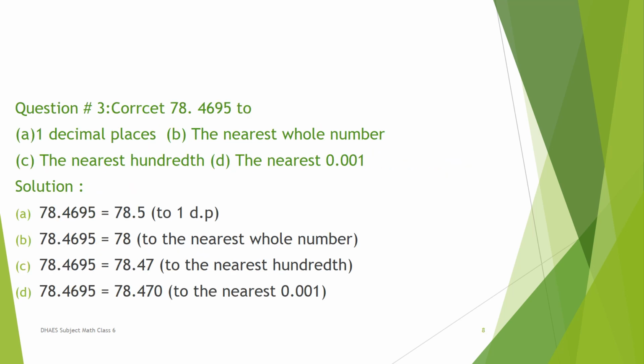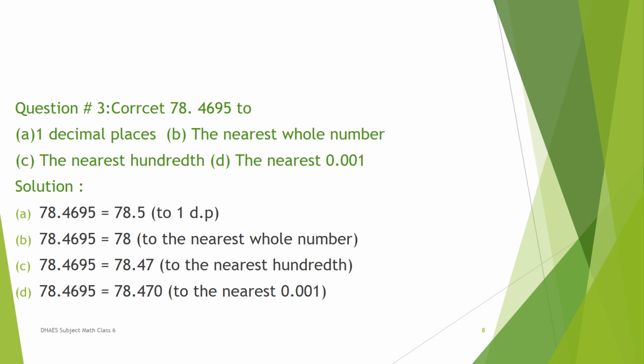Question number 3. Correct 78.46952 to one decimal place, nearest whole number, nearest hundredth, and nearest 0.001. In part A, nearest one decimal place. One decimal place means after the point we consider only one value. After the point we see that the value is 4, and after 4 we have 6 that is greater than 5. So we add one to the 4, then we get 78.5 in one decimal place.